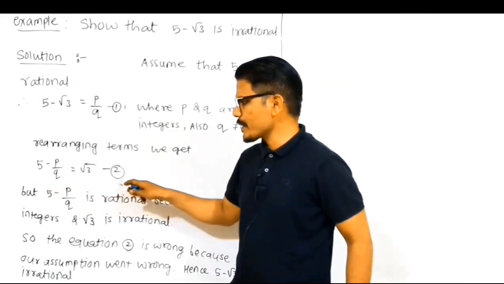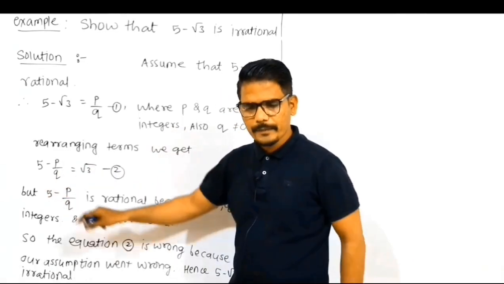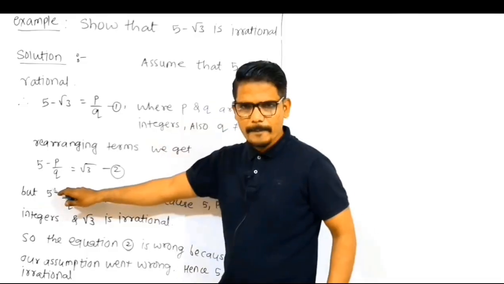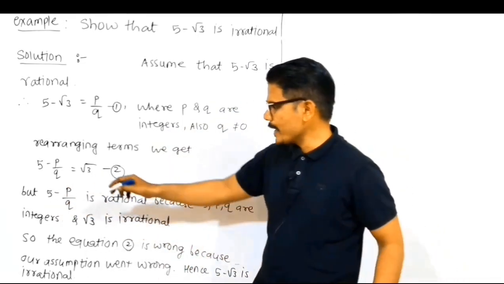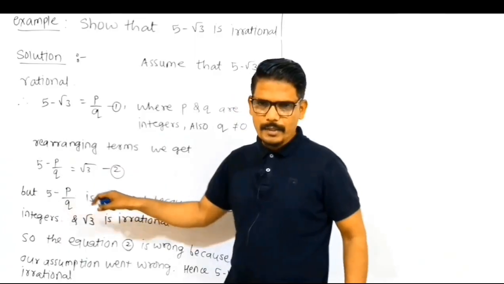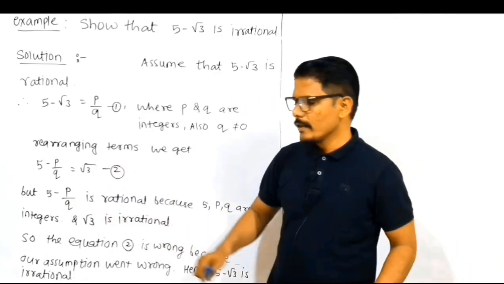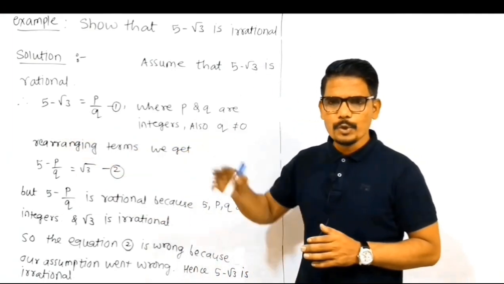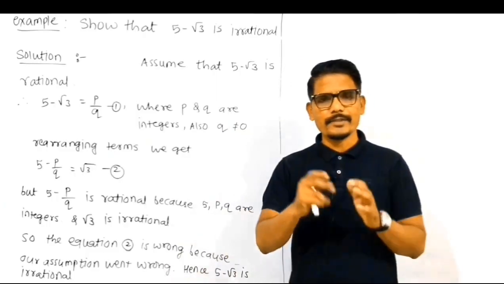It is clear that from this equation, 5 is an integer, p is an integer, q is an integer. Integer minus rational becomes rational, so the left side is rational and the right side is irrational. It means both sides are not equal. If both sides are not equal, it is a contradiction, and this contradiction has arisen just because we have considered 5 minus root 3 as a rational number. It is a contradiction to the assumption. That's why we can say that 5 minus root 3 is an irrational number.